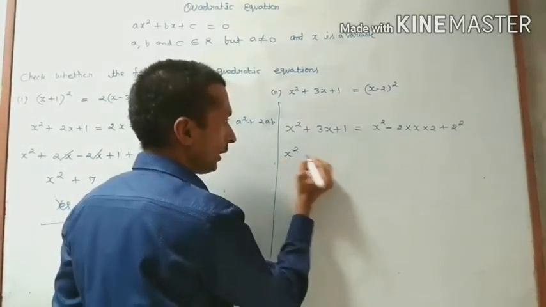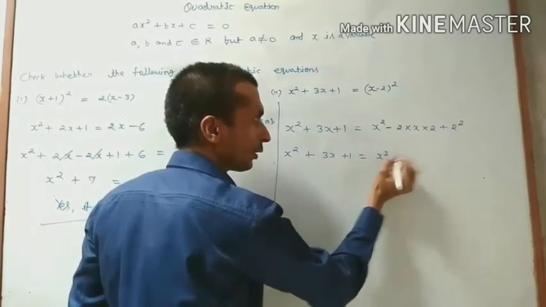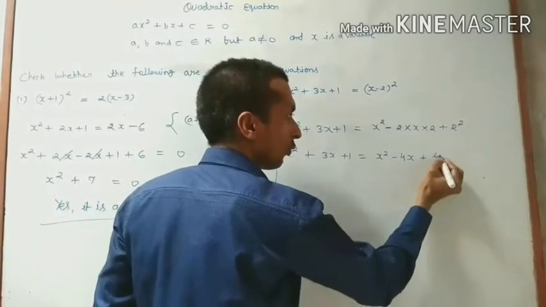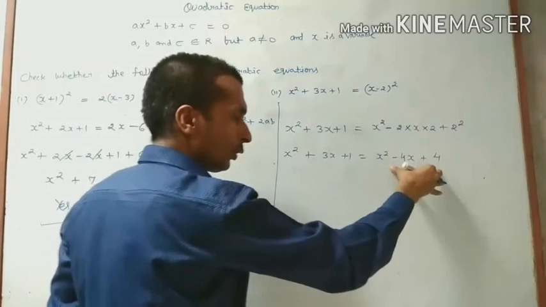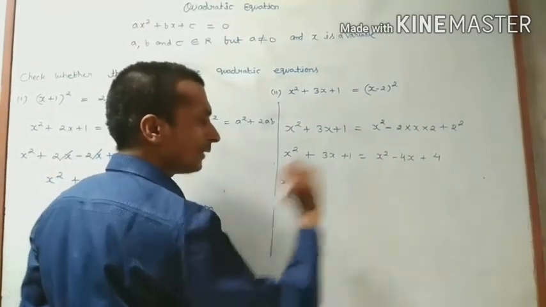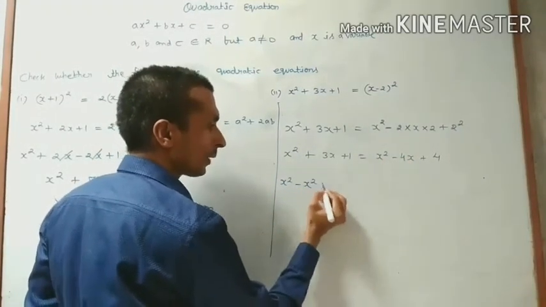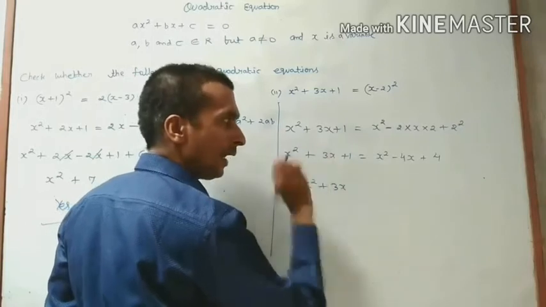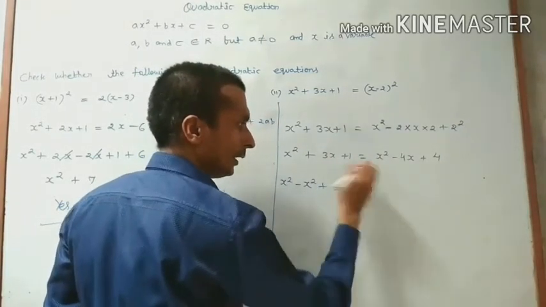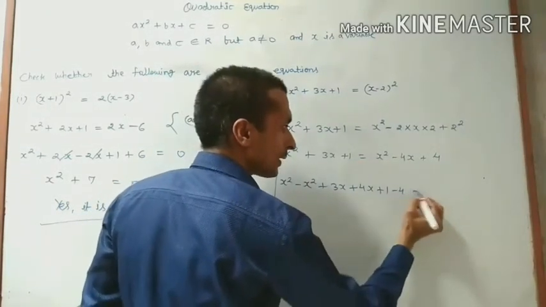Now another: x square plus 3x plus 1 is equal to x square minus 4x plus 2 to the 4 also. And this value you have to move to the left hand side. So x square as it is, and this number is positive sign, so convert into the negative. x square plus 3x as it is, and minus 4x convert into the positive sign, that will be 4x. Plus 1 as it is, and the next number minus 4 is equal to 0.